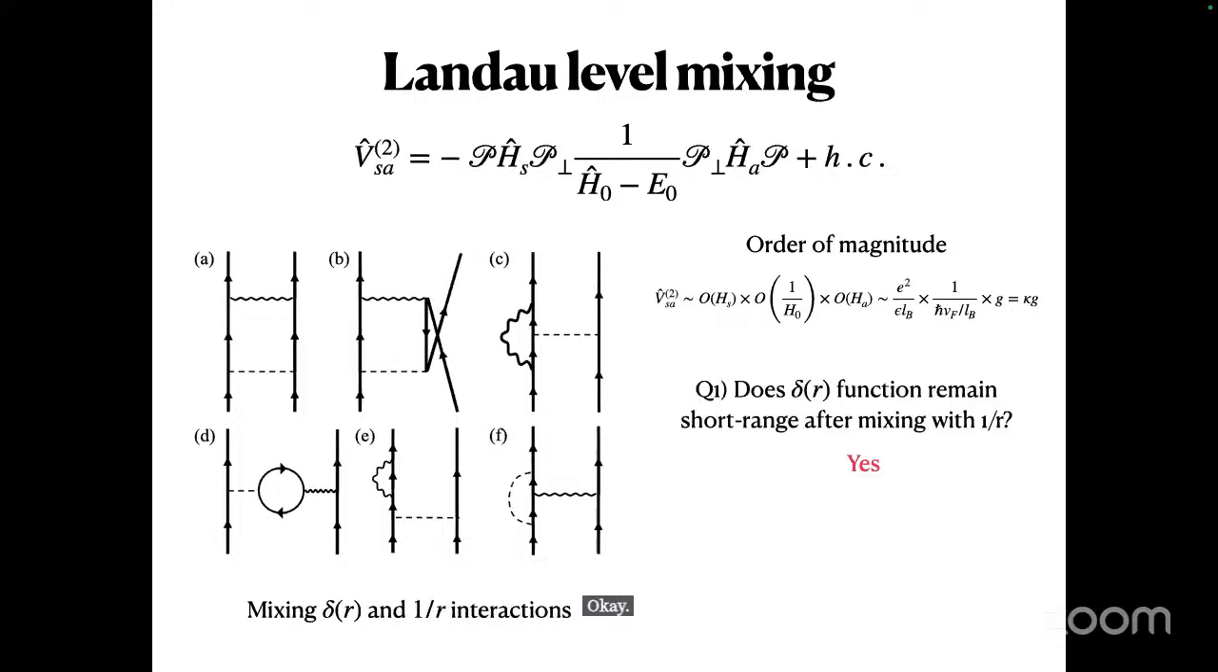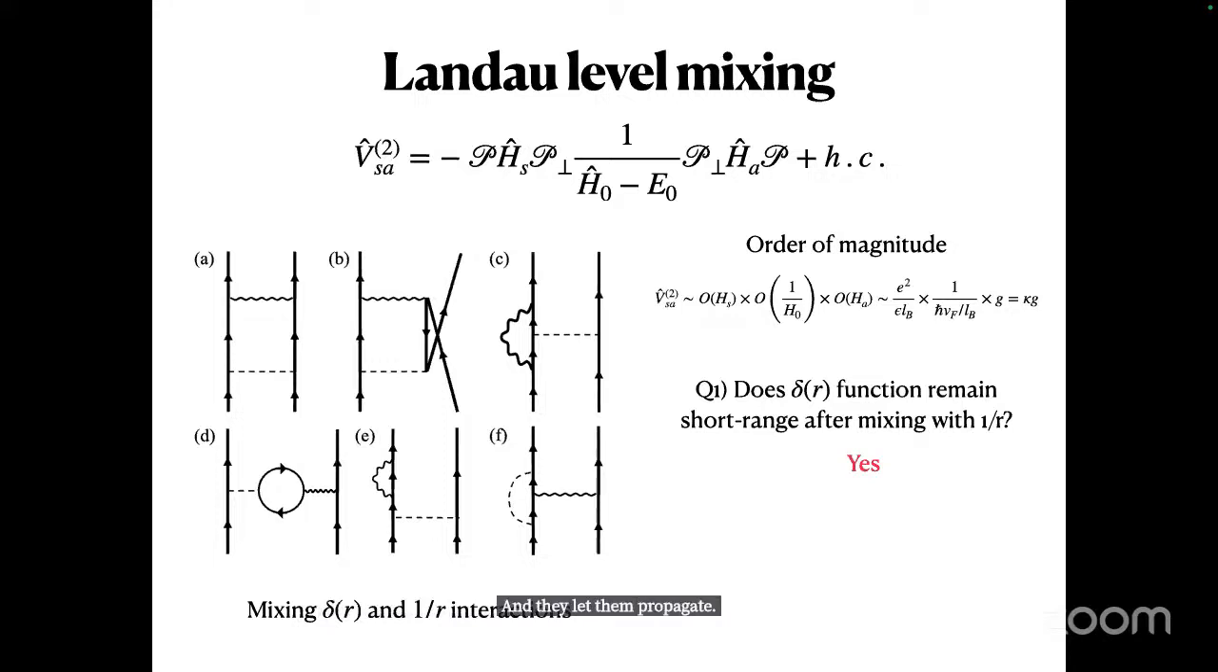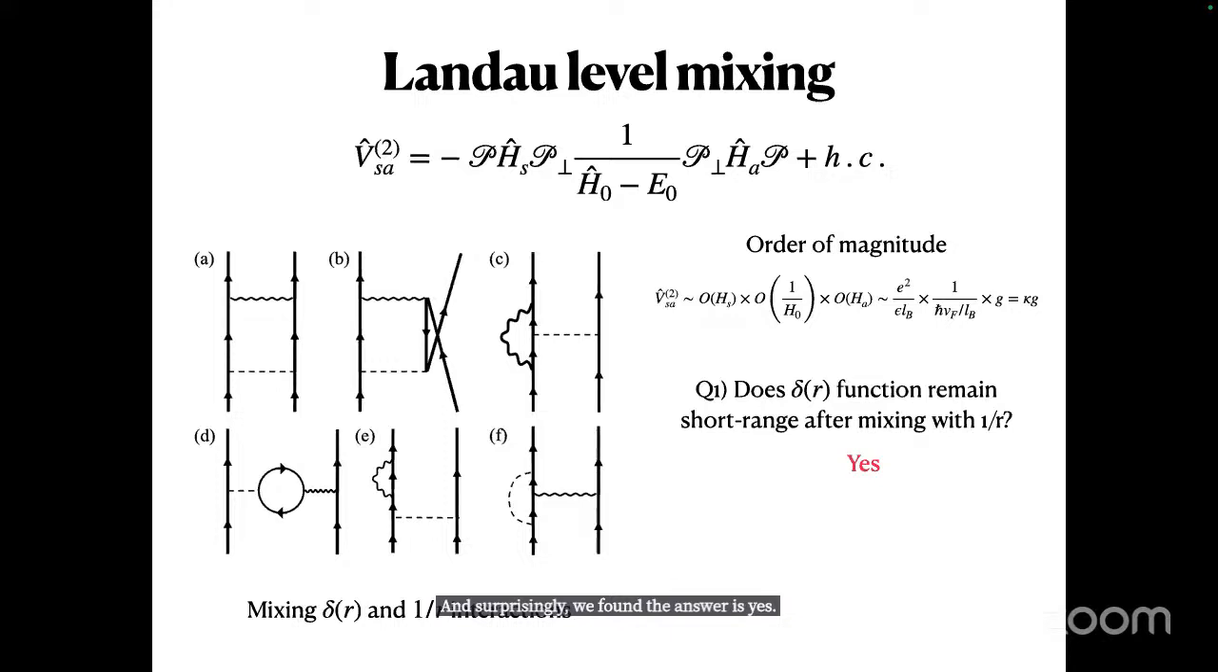So what do I learn from these calculations? First, I can ask, does the delta function remain short range after mixing with the 1/r? It's a non-trivial question, right? You let two electrons interact only when they come together, you let them propagate, and then let them interact when they're far away with 1/r. And surprisingly, we found the answer is yes. I'll tell you why later.